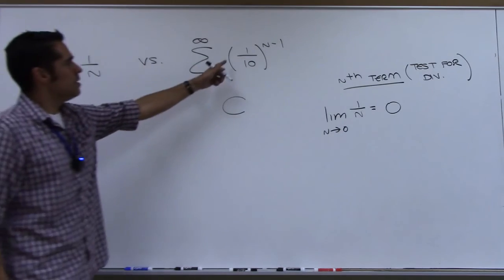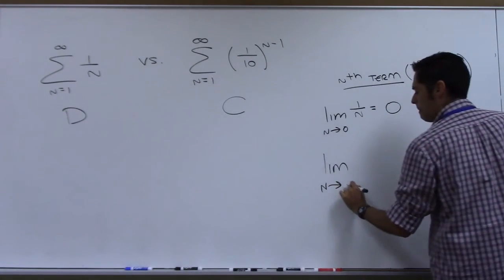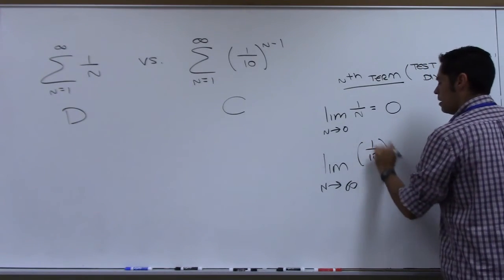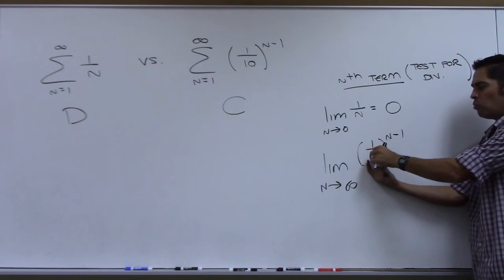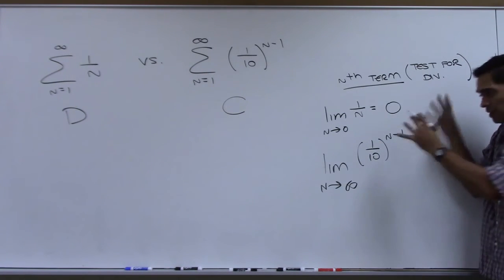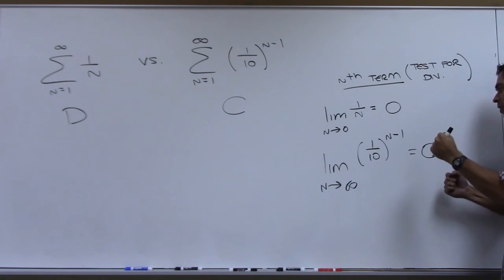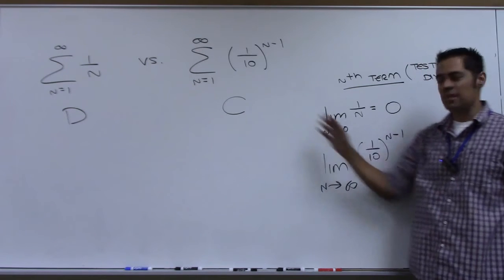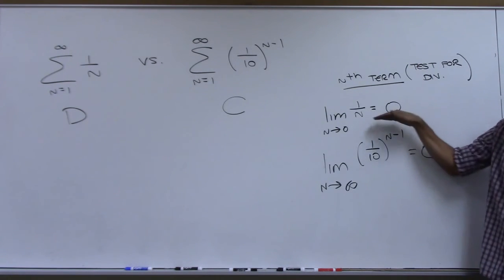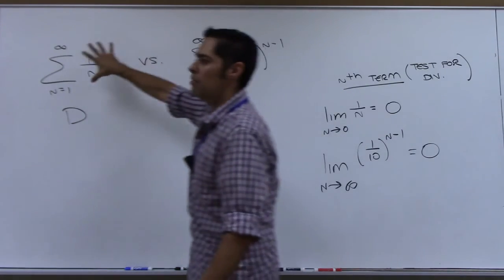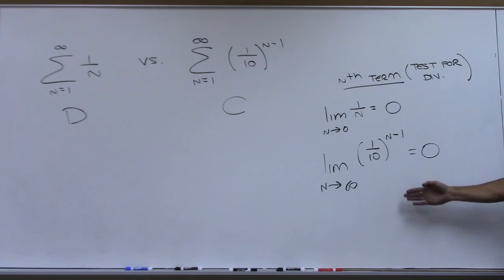Now, what if you did this one right here? Limit as n goes to infinity of 1 over 10 to the n minus 1. What happens if you take a number that's smaller than 1 and raise it to a big power? It gets smaller, right? This goes to 0 too. And so you say, yeah, it converges. Well, you got lucky. It does converge, but this test didn't tell you that. Just because the inside piece goes to 0 does not mean it converges. There's an example of one that diverges, and an example of one that converges.